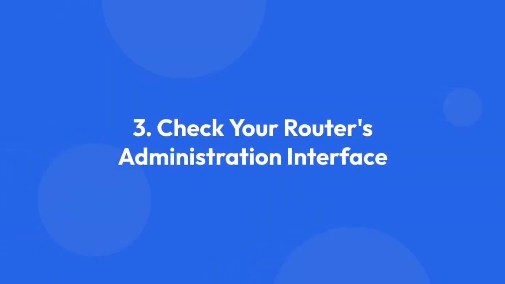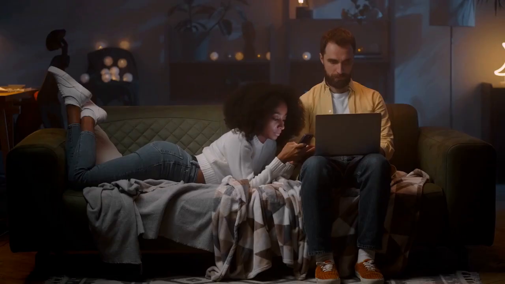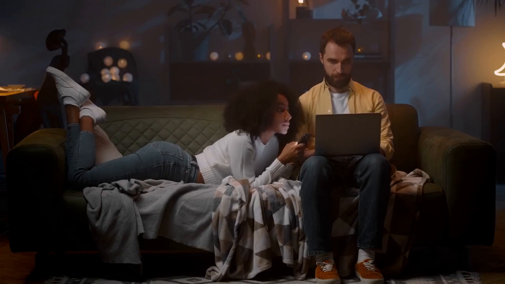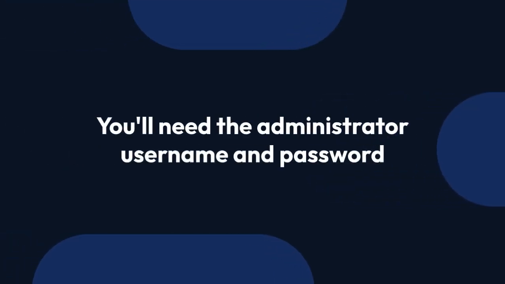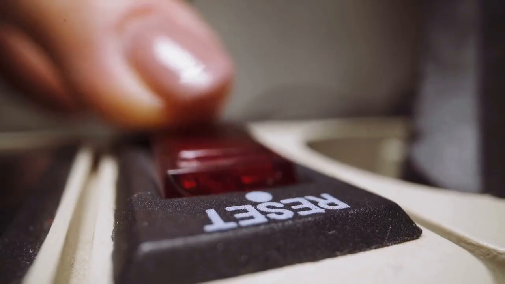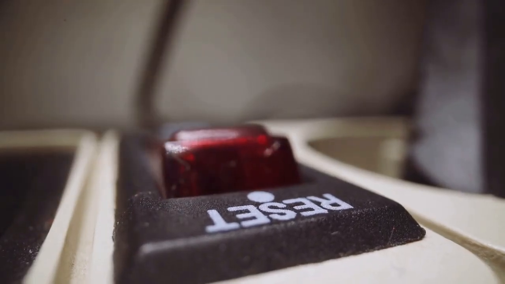3. Check your router's administration interface. Access your Converge router's administration interface through a web browser. The default IP address is typically 192.168.1.1 or 192.168.254.1. Check your router's documentation for the exact address. You'll need the administrator username and password. Again, consult your router's manual if you've forgotten it.